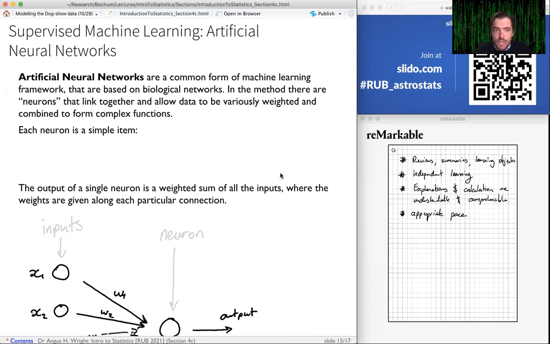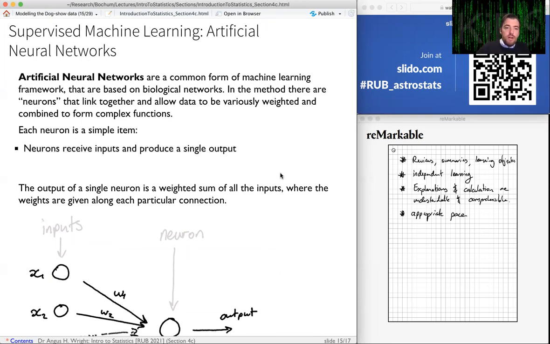Artificial neural networks are a method of machine learning that is based on biological networks, on biological systems, like what's in your head. The idea is that you have a series of neurons, and those neurons link together, and they are able to interpret data differently. Each neuron interprets data slightly differently, and it weighs the outputs of that interpretation, and uses it to form some sort of a complex function.